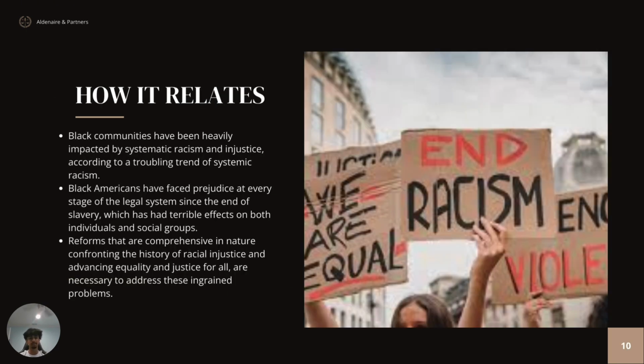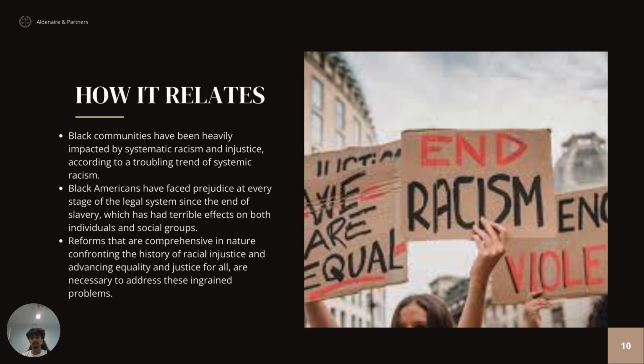How it relates to today. Black communities have been heavily impacted by systemic racism and injustice, according to a troubling trend of systemic racism. Black Americans have faced prejudice at every stage of the legal system since the end of slavery, which has had terrible effects on both individuals and social groups. Reforms that are comprehensive in nature, confronting the history of racial injustice, and advancing equality and justice for all, are necessary to address these ingrained problems.